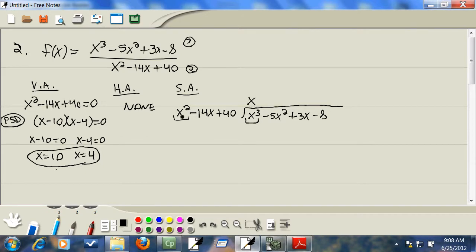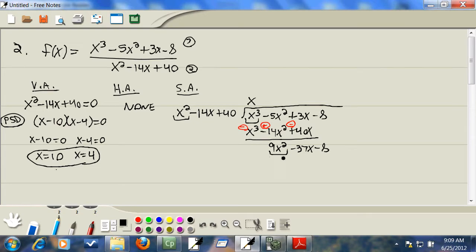Now, whatever you put up on top, you multiply by what's out in front. x times x squared is x to the third. x times negative 14x is negative 14x squared. x times 40 is 40x. Now we're going to subtract that line, which means we flip the signs. So that becomes negative, this becomes positive, and this becomes negative. x to the third minus x to the third drops away. Negative 5x squared plus 14x squared gives us 9x squared. 3x minus 40x is negative 37x. And then I'll bring down the minus 8.